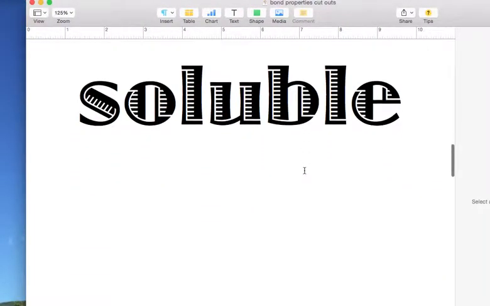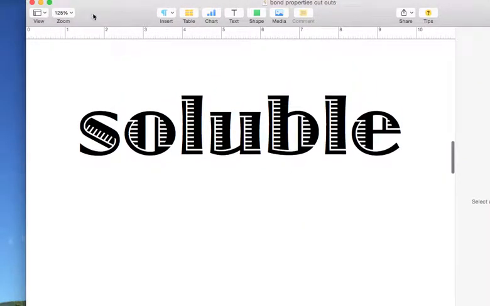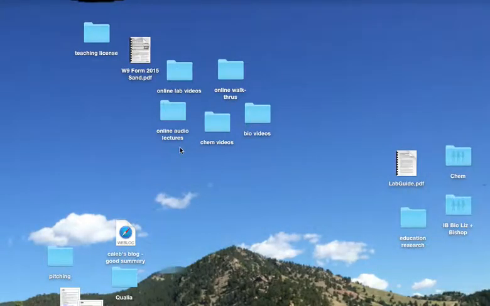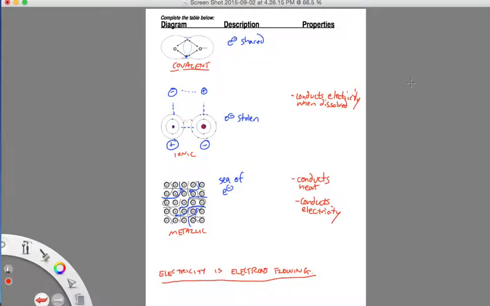Right. Soluble. Soluble means dissolvable. So, which one of these dissolves in water? I often give a demonstration to show this, but it's just this one. So this is soluble. Nothing else dissolves in water. Water takes apart these atoms, and I'll show you a video of that right now.